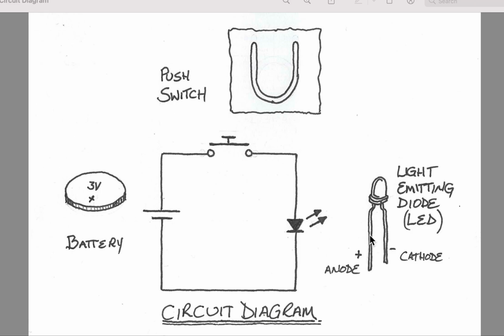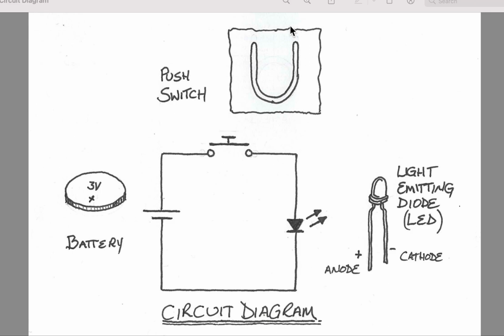The LED's got to be connected in the right way round, and the cathode, which I'll talk about in a minute, or negative, is shown there. So these must be connected the right way round. If you connect it in and you put the negative leg there, the circuit may well not work.